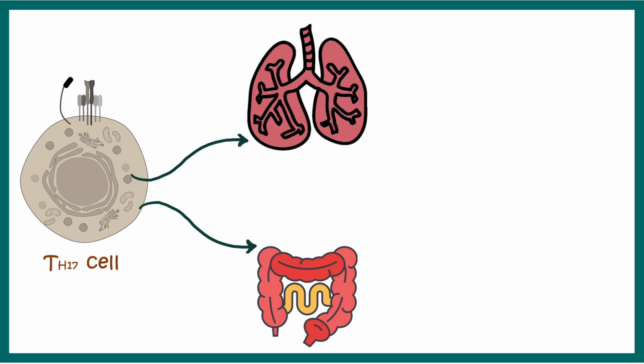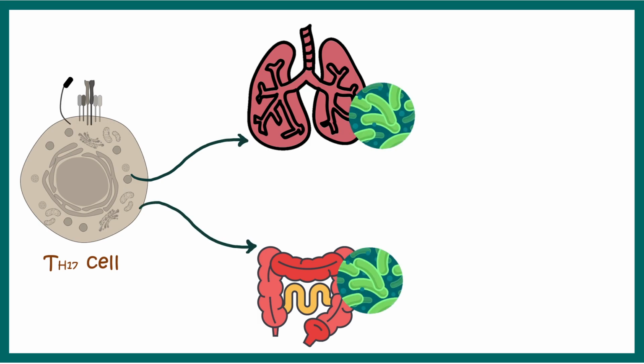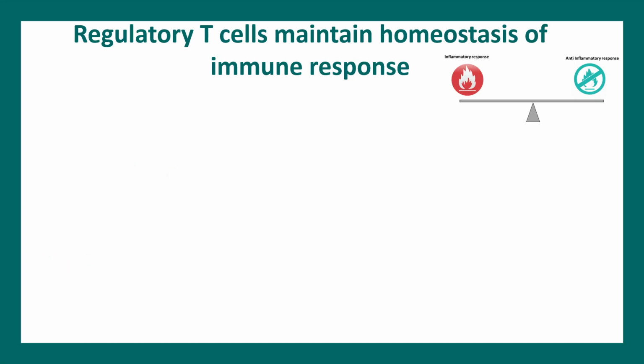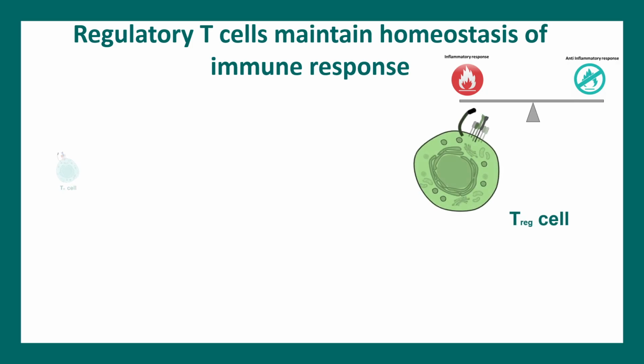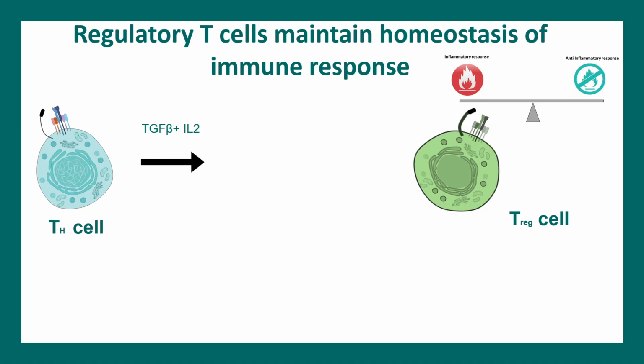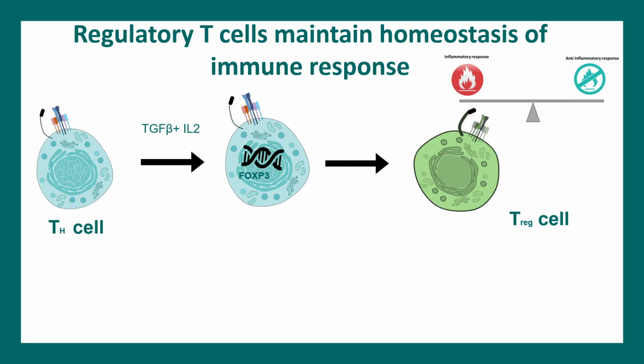Also, these particular T helper cells help to prevent infections in the lungs and in the intestine. Regulatory T cells are the cells that maintain immune homeostasis. So T regulatory cells are also generated from Th cells by the influence of the cytokines TGF-beta and interleukin 2. So FOXP3 is the master regulator that gets upregulated, and the T regulatory cell fate is committed. And the key cytokines that are secreted by these cells are TGF-beta and interleukin 10.